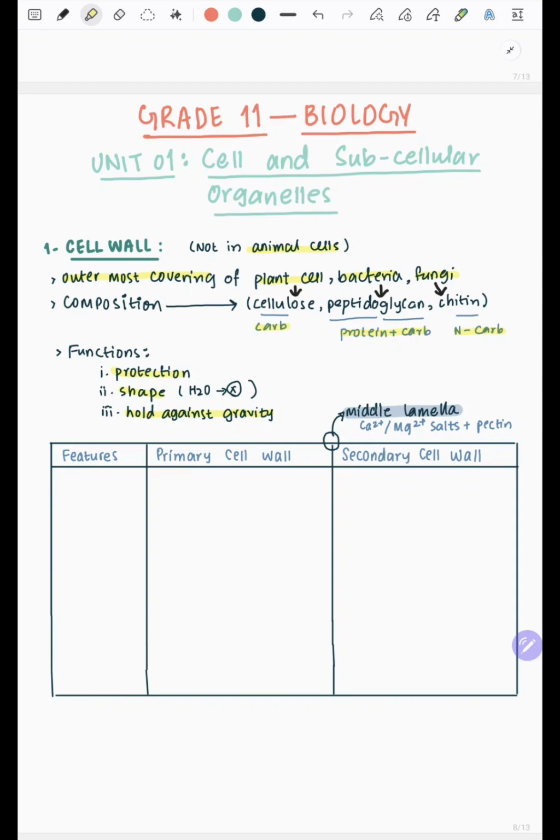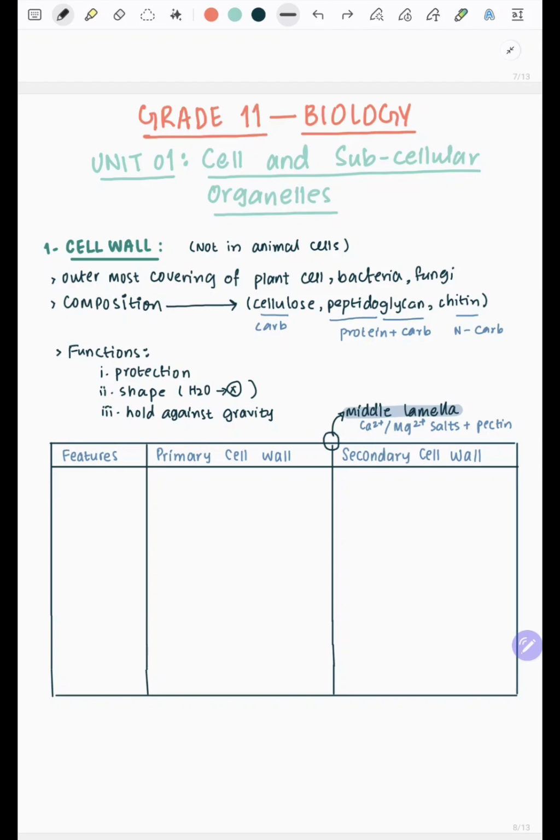Now, there are two types of cell walls, the primary cell wall and the secondary cell wall. Between these cell walls, we have the middle lamella. It is made up of calcium and magnesium salts and pectin. Pectin is a polymer of amylose, which is also a carbohydrate.